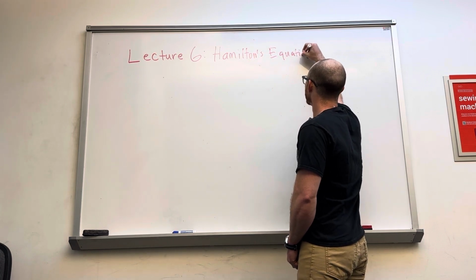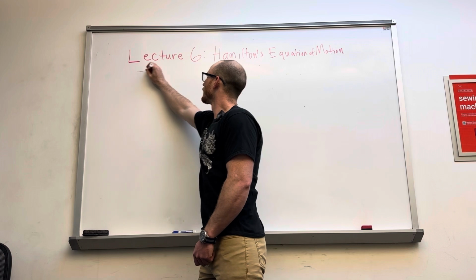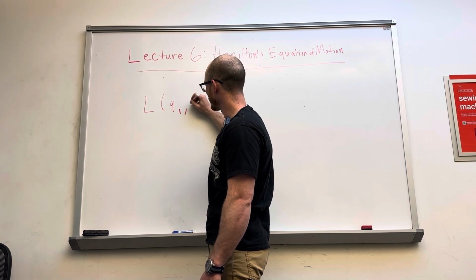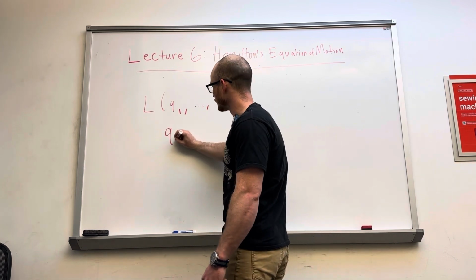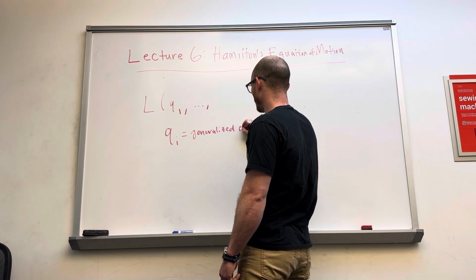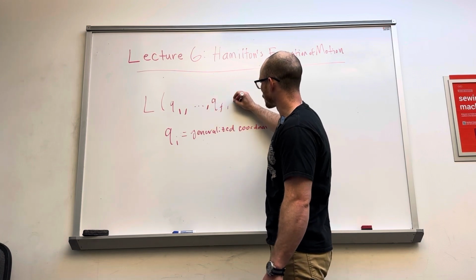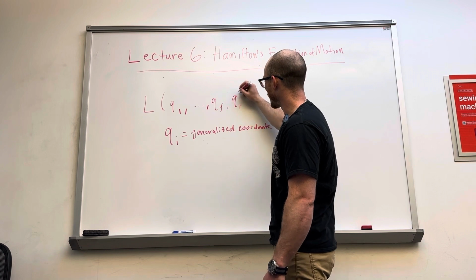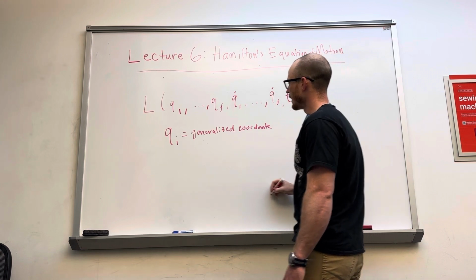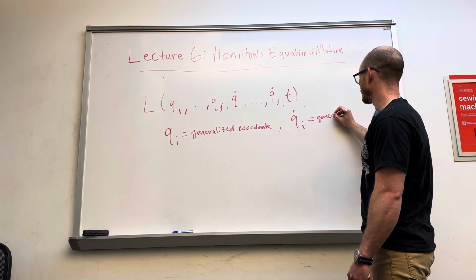Now recall, for the Lagrangian, that the dependence of the Lagrangian was on the generalized positions, which these generalized coordinates I'm calling q. So q_i is a generalized coordinate. Remember, it depended on the generalized coordinates of the system, as well as the generalized velocities, the q_i dots, up to q_f dot, and then time. And just recall that the q dots are the generalized velocities.